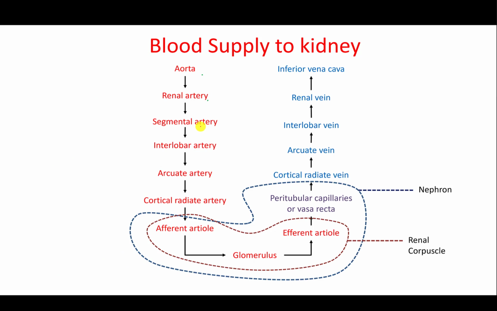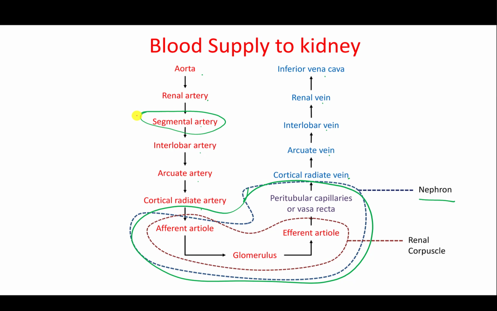Aorta, renal artery, segmental artery, interlobar artery, arcuate artery, cortical radiate artery. Then this area we are skipping for now, that's the nephron. Then coming back, it's the cortical radiate vein, arcuate vein, interlobar vein, renal vein, and inferior vena cava. So the only difference is that here we have a segmental artery. We don't have a segmental vein in the venous system of the kidneys. Okay? So that is the blood supply to the kidney.